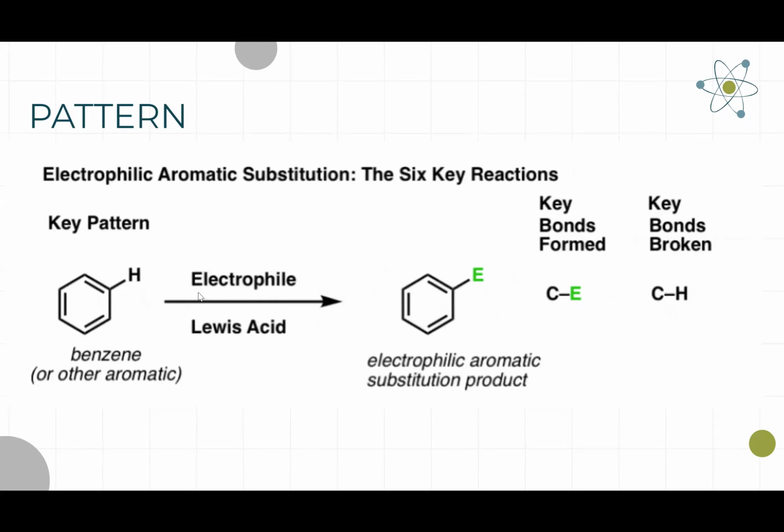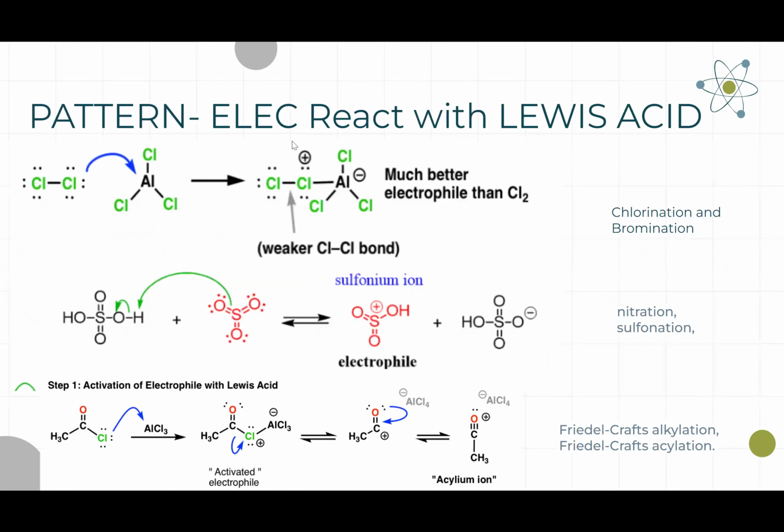You can break that bond, and you're pretty much going to add an electrophile to it. Remember, you see how this is the electrophile, and right under it is the Lewis acid. So keep in mind this pattern: electrophile on top, Lewis acid on bottom, right? And this is going to happen for all 6 reactions. For example, the first step is always the electrophile reacting with a Lewis acid.